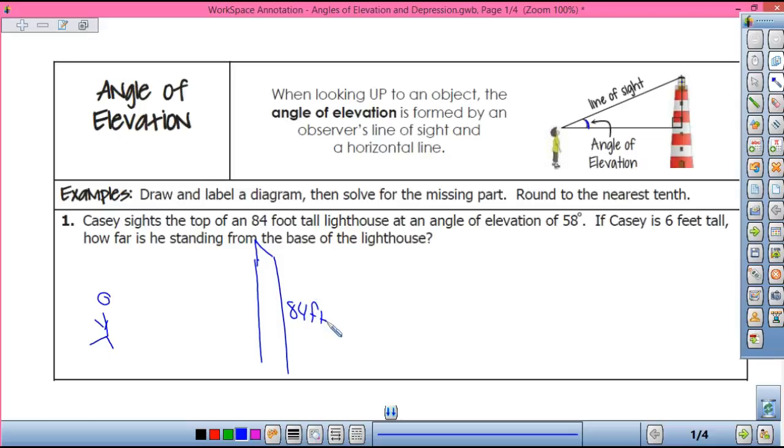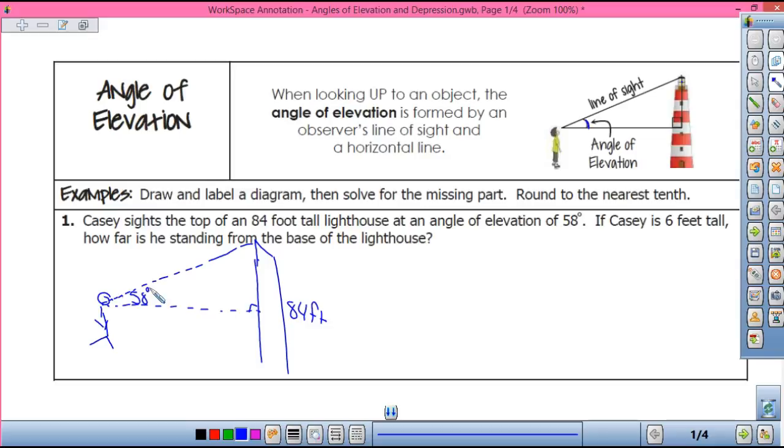Pictures for all of these, okay? Some of us, whenever we get to a word problem, we're kind of scared to draw a picture. And you're not going to be able to do these without drawing a picture, okay? His angle of elevation of his eyesight. So he's looking up at the lighthouse. You got to make a right triangle out of it. His angle of elevation is 58 degrees.